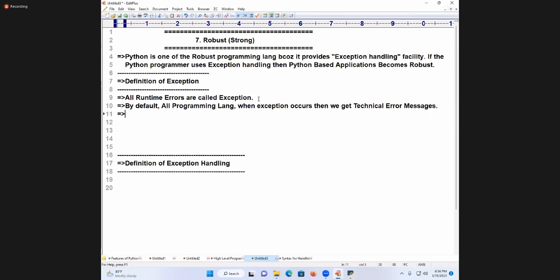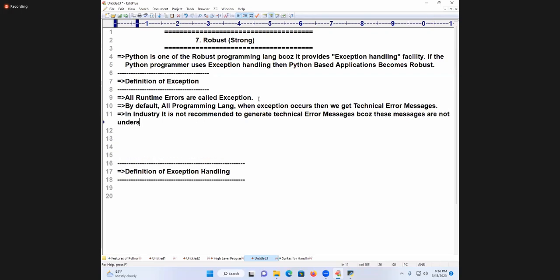In industry, it is not recommended to generate technical error messages, because these messages are not understandable by end users.